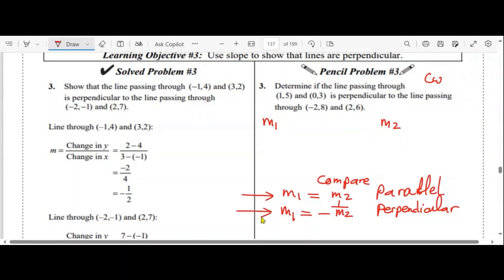So one is negative and the other is positive, and it's flipped? Yes, it's perpendicular. It has to be flipped. How much is the answer for M1? 2 over 1. And the second answer? Negative 1 over 2. So in this case, we'll say what? Since.